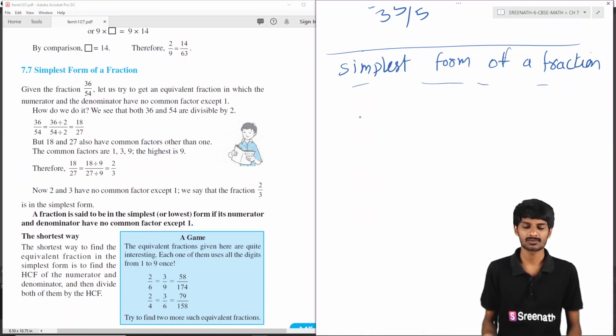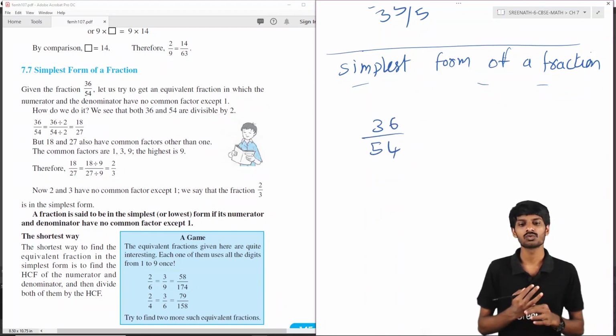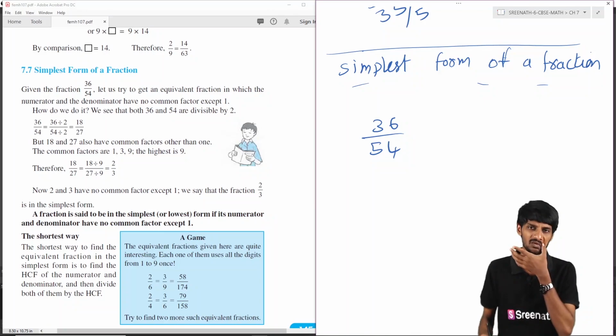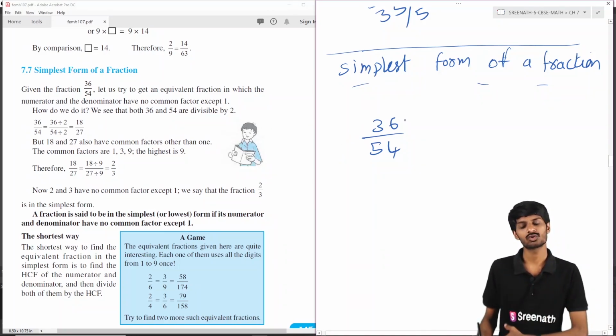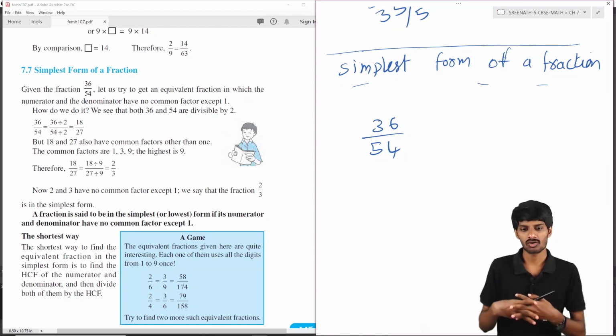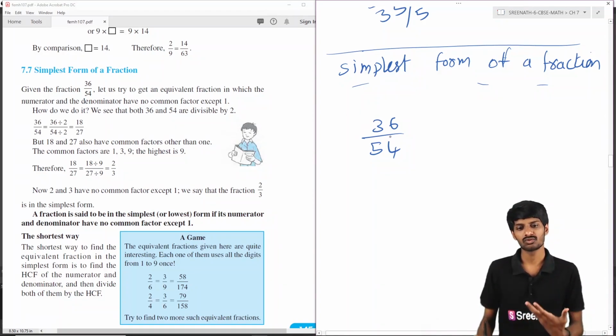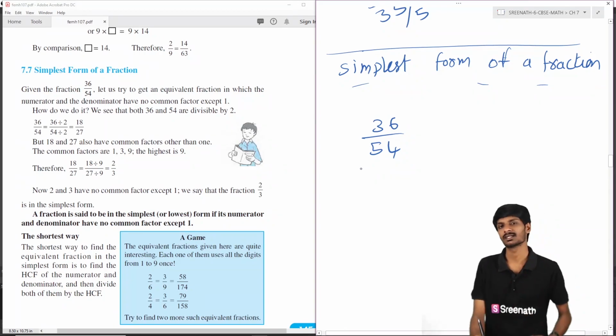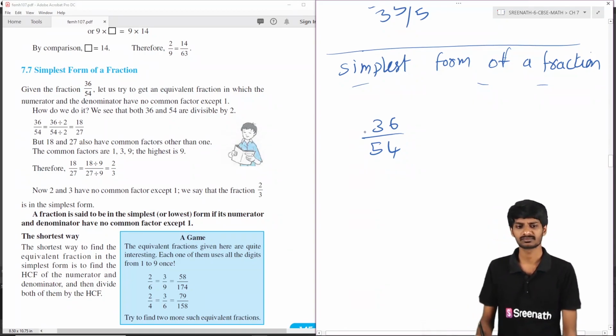So here there is 36 divided by 54, students. If you want to get the simplest form, whether you have to multiply or divide, that's why we will divide. So if you observe, for this you have to write the factors of it, the same factors. Okay students, factors means the numerator and denominator must have common factors, that is, except 1.